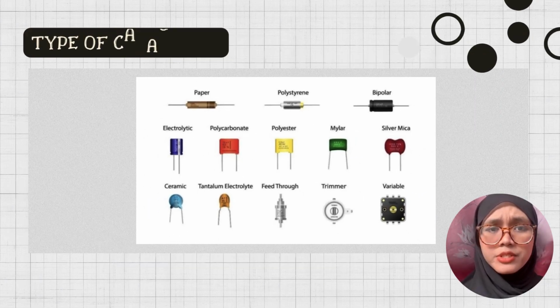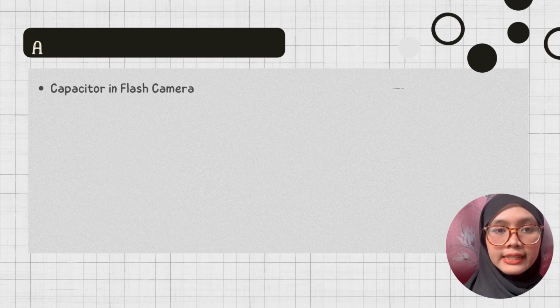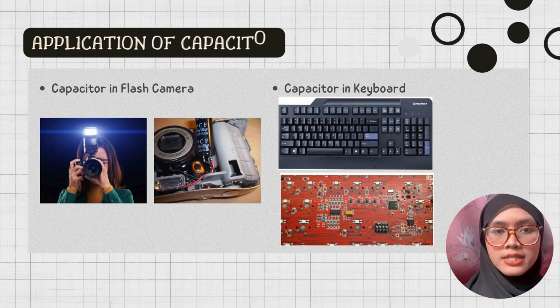There are many types of capacitor. Some of them are paper, electrolytic, polycarbonate, polyester, ceramic, and so on. Next is the application of capacitors.